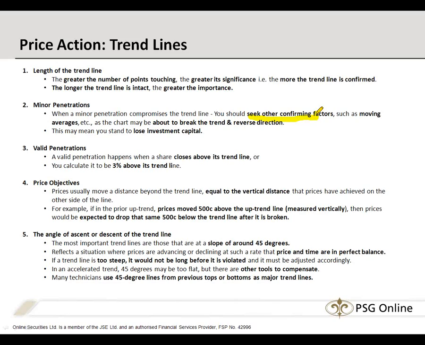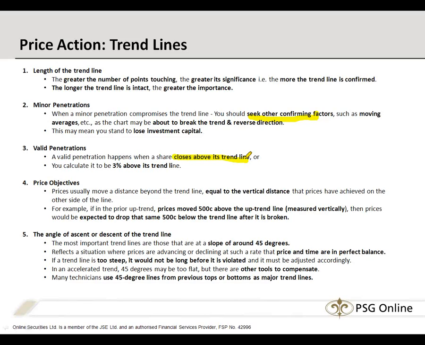What is a valid penetration, a valid change in trend? I always like to look for a close above or below a trend line. You can go one step further and have a rule that it must close at least 3% above or below that trend line for you to confirm a change in trend. So it's important to have those confirmations, what they call confirmation rules.